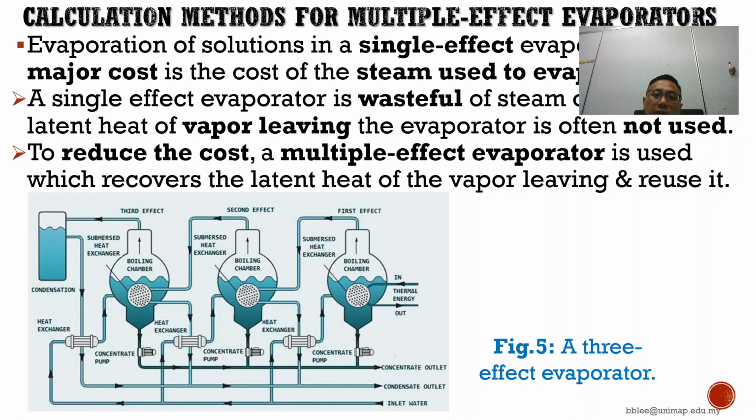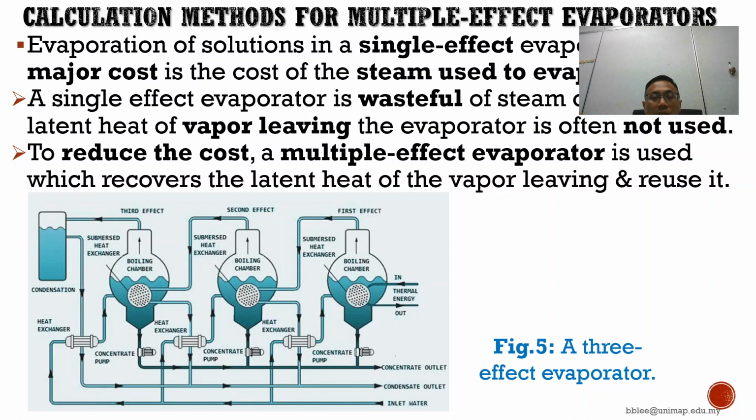Now, a single effect evaporator is wasteful of steam costs since the latent heat of the vapor leaving the evaporator is often not used, because at the top our vapor stream is still hot. It's still at the temperature inside the heating chamber. So we actually have a hot vapor coming out from the evaporator, but it's not being used. To reduce the cost, multiple effect evaporators are commonly used in industry, which recover the latent heat of the vapor leaving and reuse it for the next evaporator.